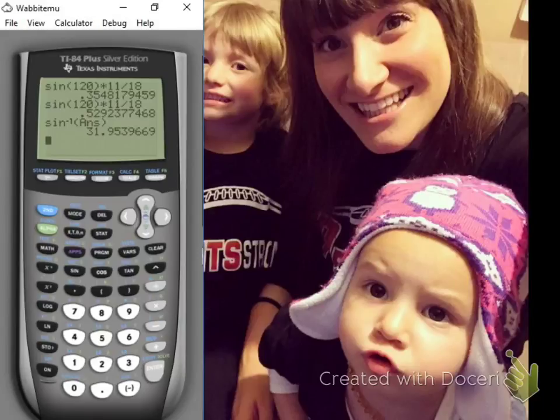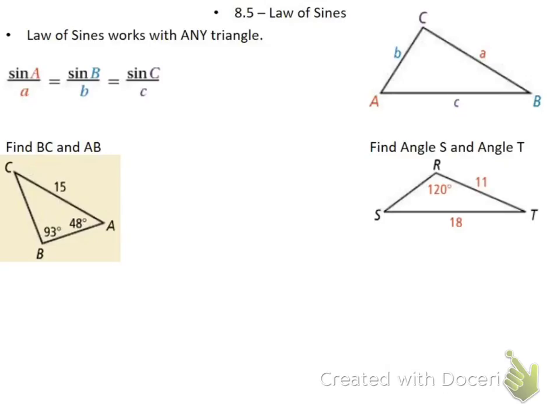So again, that was second sine because I'm finding an angle, and then to plug in the previous answer, I hit second and then the negative sign. So when I get there, I get the angle S is equal to 32 degrees. So again, if I know that this is 32 degrees, then I can find the rest by knowing that the triangle adds up to 180. 180 minus 120 minus 32, that gives me angle T is equal to 28 degrees.